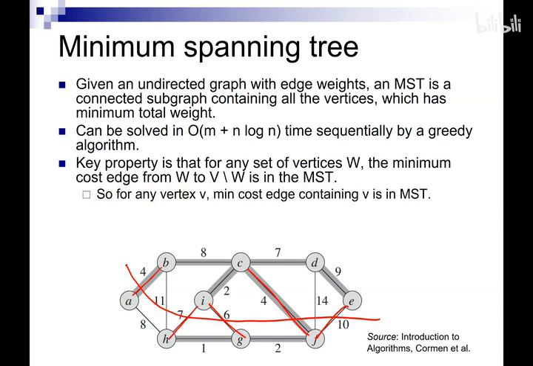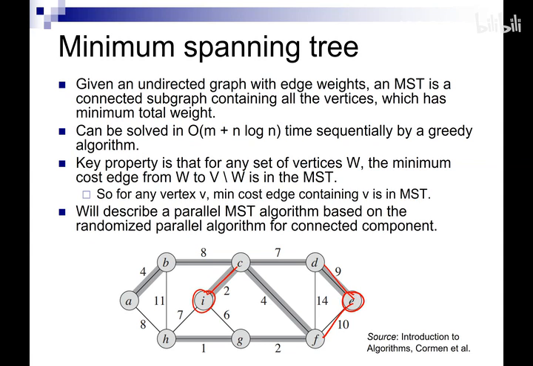So if you apply this to a single vertex, V, what this is saying is that for the single vertex, the minimum cost edge coming out of V has to be in the MST. So for example, if you take this node, it's got 2 outgoing edges, and so the smaller one has to be in the MST. Or if you take this node, it's got 3 outgoing edges, so the cheapest edge has to be in the MST. This one.